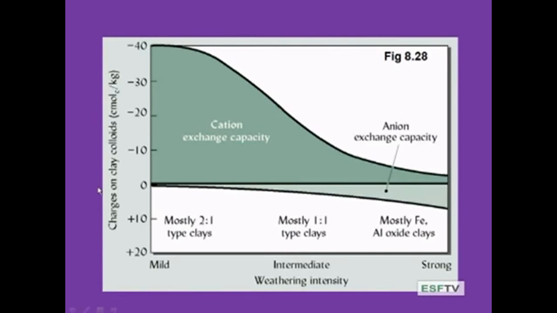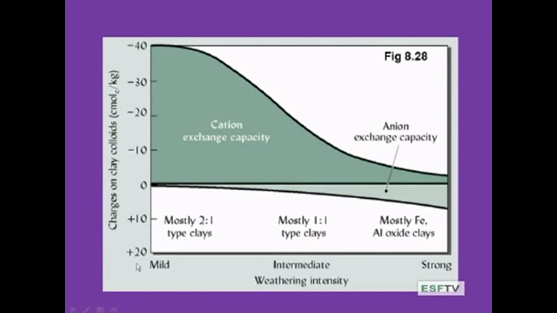And here's a depiction of charges on clay colloids, centimoles of charge per kilogram, by weathering intensity. Mild weathering intensity might be light rainfall or mild temperatures, and a strong weathering intensity would be high temperatures, high effective precipitation. Think about tropical rains, tropical systems. Mild might be, think about the Midwest, light rain intensity, relatively moderate temperatures, and then intermediate. And so this is our charge, our CEC.